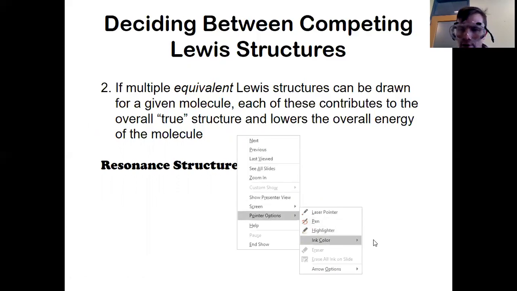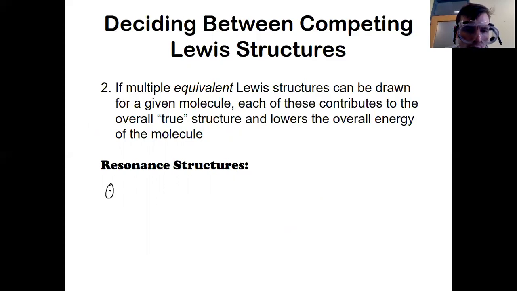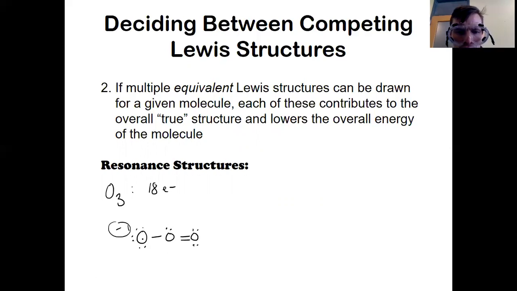Ozone. Ozone is O3. 6 times 3 is 18. It has 18 valence electrons. If you were to draw the Lewis structure for it, you will end up getting something like this. If you count this out, it will turn out that this one has a formal charge of -1. This atom has a formal charge of +1. This is the correct Lewis structure for ozone.